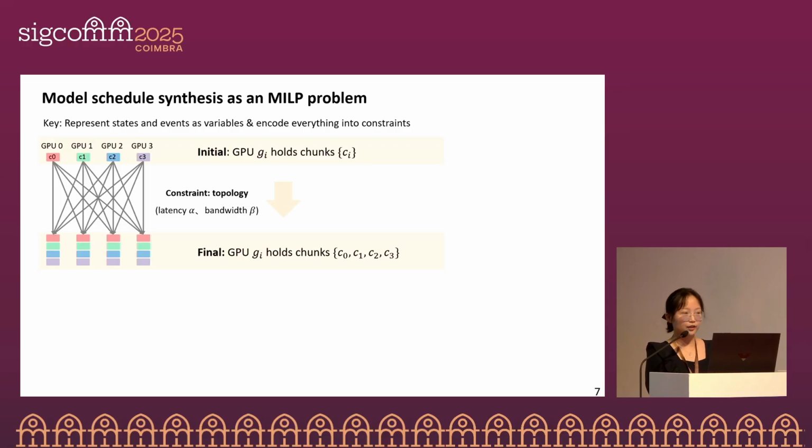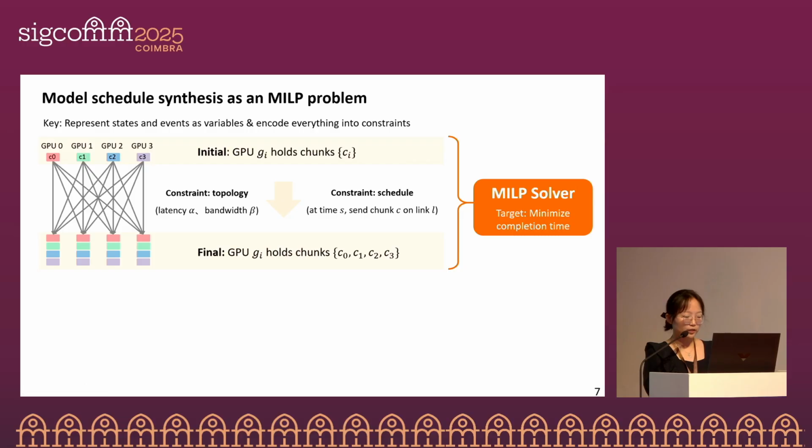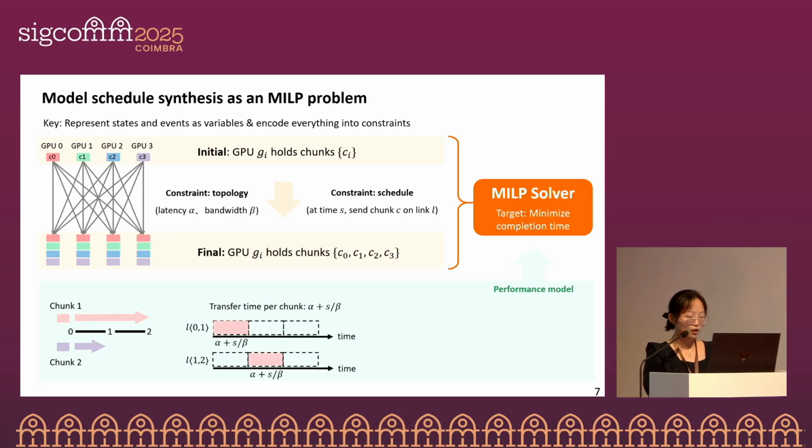We encode the topology into constraints, including latency and bandwidth parameters. The schedule is also encoded into constraints and is formalized like this: at some time, send some chunk over some link. We solve this with an MILP solver. The goal is to minimize the total time. Inside the MILP, we carefully model the transmission performance on links based on the latency and bandwidth parameters. First, the transfer time for a chunk over a link equals latency plus size.